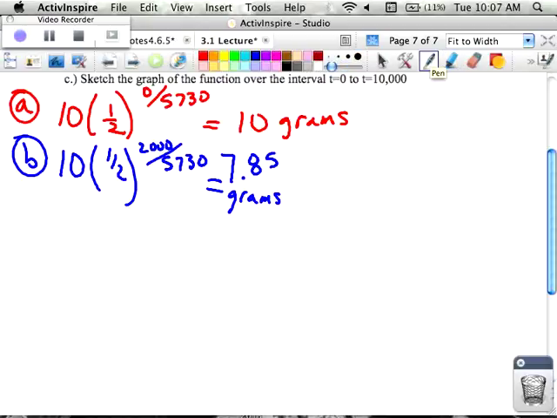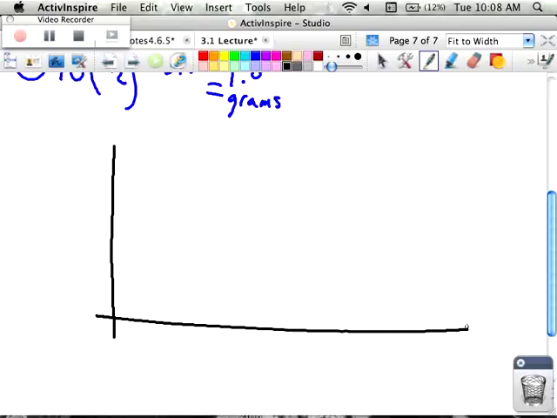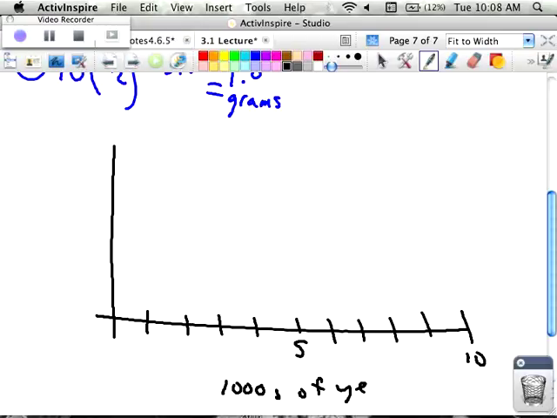And then in part C, we're supposed to sketch this between 0 and how many years? 10,000? So if we sketch this out, this is in thousands of years. And then over on the side, we know that we start out with 10, this would be in grams on the side.